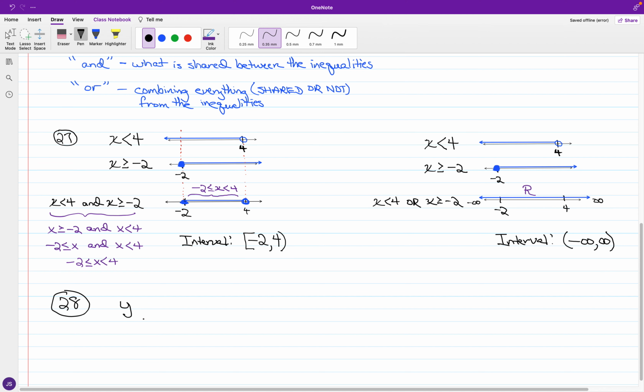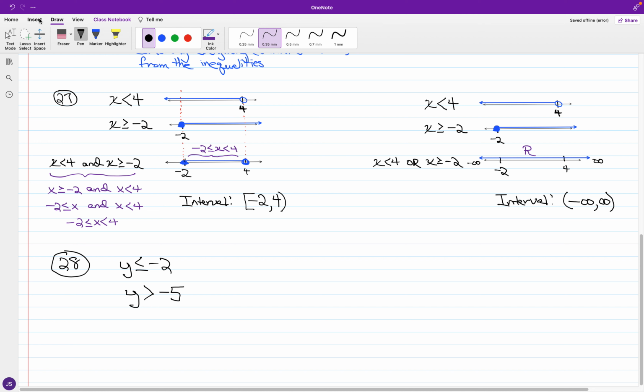And we have kind of a similar run in, say, if we have a number 28, and we have this time the variable y, now which the author is stuck with the letter x, okay, but y we're looking at just a horizontal display, not like the vertical axis. Okay, so you have y is less than or equal to -2, and for the other inequality we had that y is greater than -5.